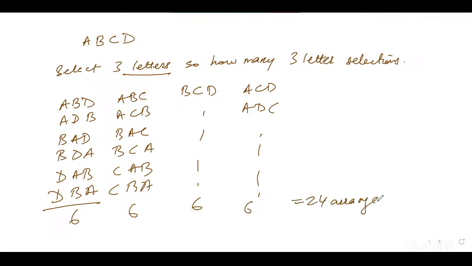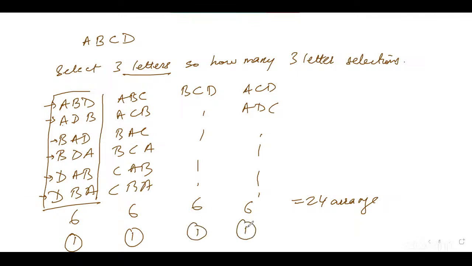But this is a selection question. So in the selection, the order is not important. Hence, ABD is the same thing as ADB, same thing as BAD, same thing as BDA, same thing as DAB, same thing as DBA. All of these 6 things are the same thing in the selection. So if I were to ask you, how many ways can you select 3 letters out of the 4 letters?